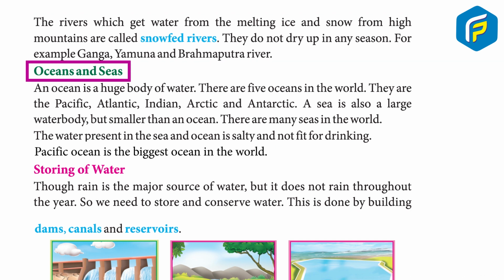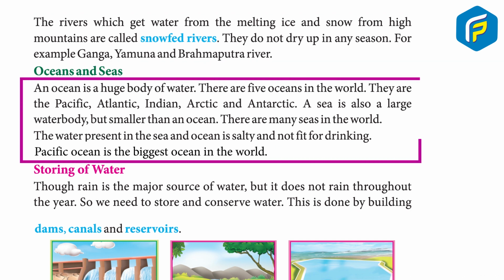Oceans and seas. An ocean is a huge body of water. There are 5 oceans in the world. They are the Pacific, Atlantic, Indian, Arctic, and Antarctic.